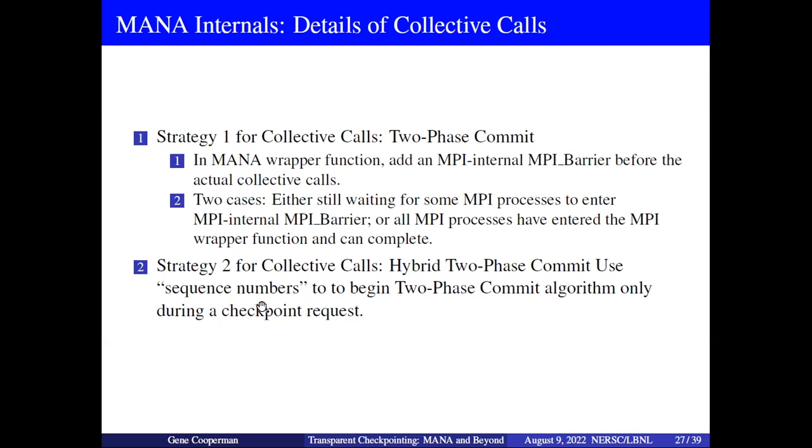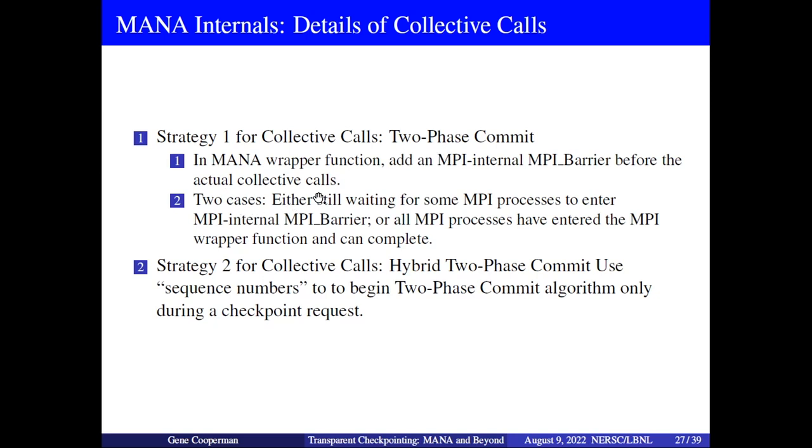And so ultimately, during normal runtime overhead, we just maintain the sequence numbers. That's very light overhead, almost nothing. And then when the request comes in to checkpoint, we will begin the two-phase commit. We will basically transition over to two-phase commit. And when we transition over to two-phase commit, that gives us the safety properties we talked about.